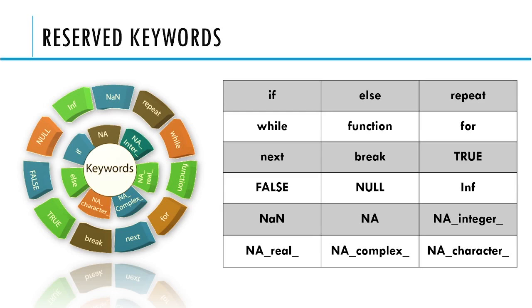See, these are 18 reserved keywords of R which I cannot use as variable names. If, else, repeat, while, function, for, next, break, etc. So these are the reserved keywords and cannot be used as variable names.